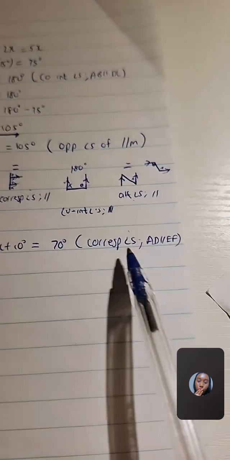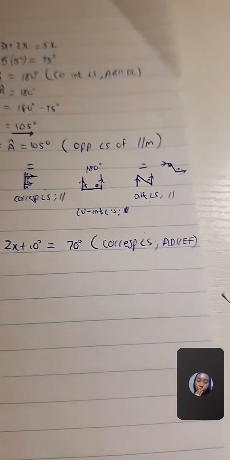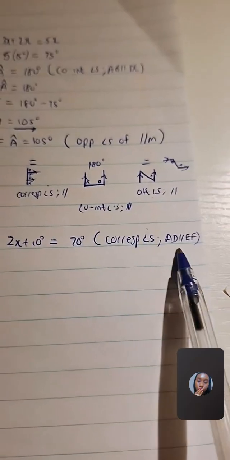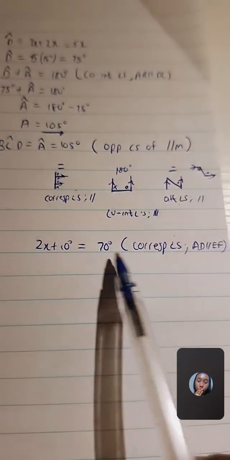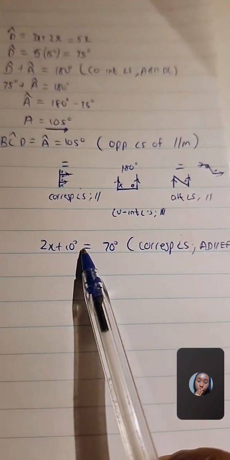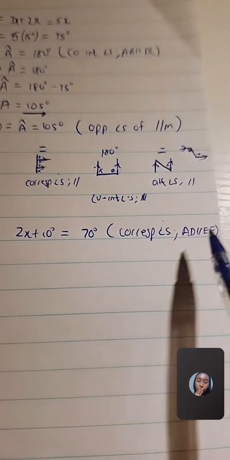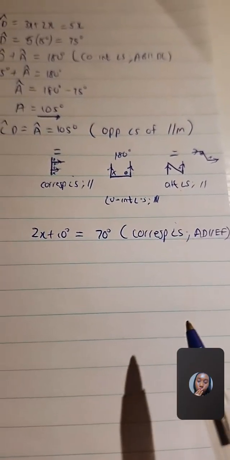Forgetting to write the lines that are parallel makes the reason incomplete. You must write AD is parallel to EF for the reason to be complete. Because remember, the reason why these angles are equal is because they are on lines that are parallel. Okay. Then you solve for x.